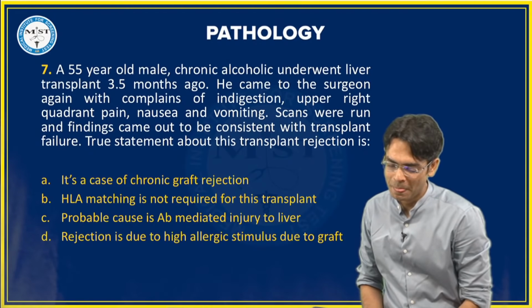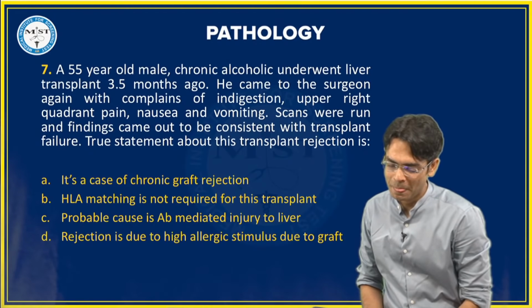Acute graft rejection is from days to months, but how much? Less than 6 months. And chronic graft rejection is more than 6 months. तो यहाँ पे कितना दिया है बेटा? 3.5. So that means this falls under the category of acute graft rejection. ठीक है बेटा? Acute है ये. अब अपने को देखना है that why this happens.